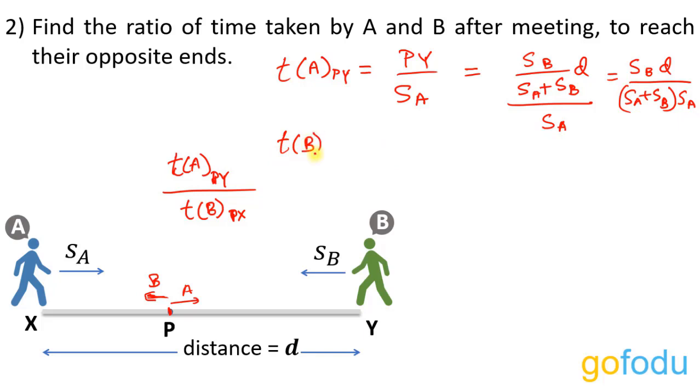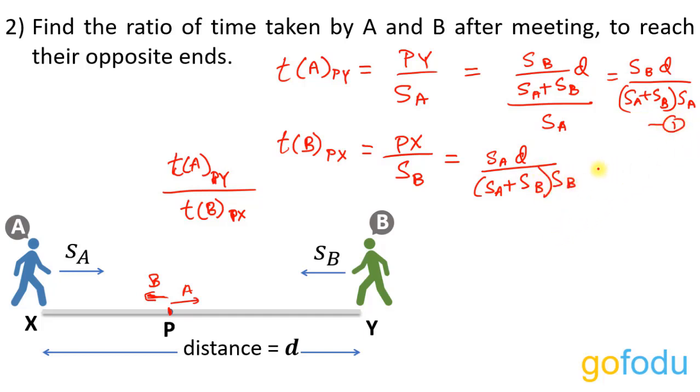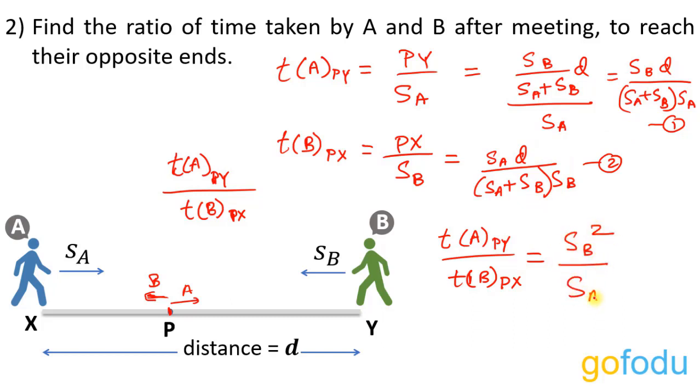Similarly, the time taken by B to cover PX would be PX upon speed of B. PX we have calculated in the first part, that was SA upon SA plus SB into D. So PX upon SB will come out to be SA into D upon SA plus SB into SB. This was the first equation, this is the second. We have to find this ratio, so we'll divide these and get the ratio of time taken by A to travel PY and time taken by B to travel PX. Dividing these values, D and D will get cancelled, SA plus SB will also get cancelled, and we will get SB square upon SA square.